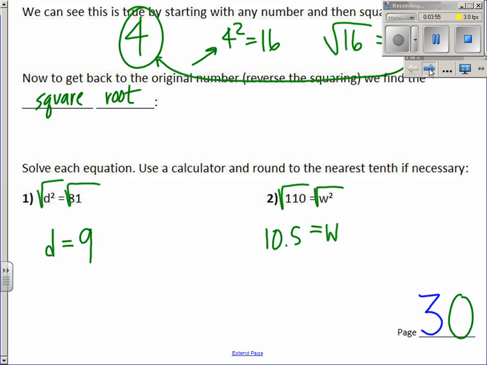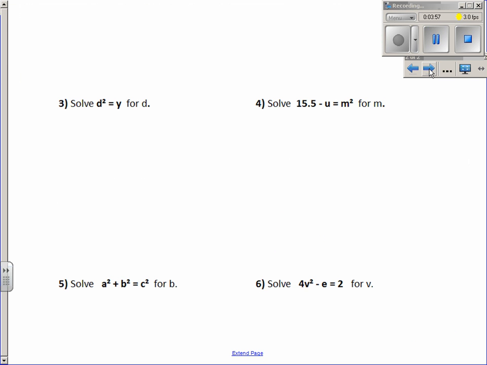All right, go ahead and flip over to the back side here, and let's do the same for number 3. Solve d squared equals y for d. We've got to get d by itself. Right now it's being squared, so I'm going to take the square root of each side, and that leaves me with d equals the square root of whatever y is, and that's how you leave your answer.